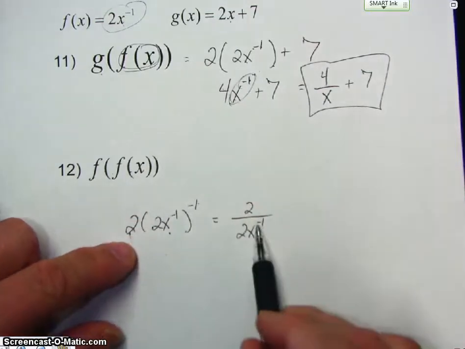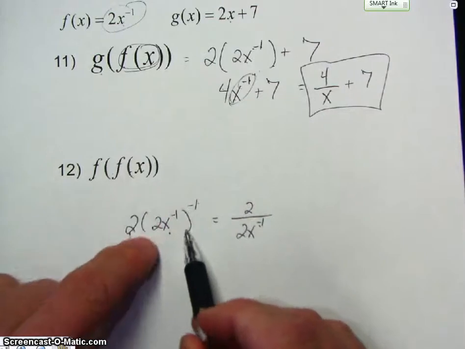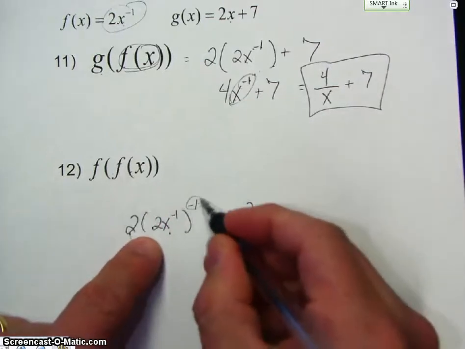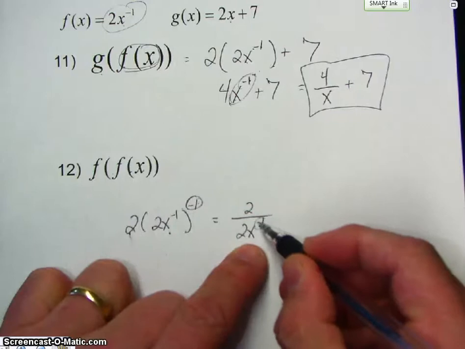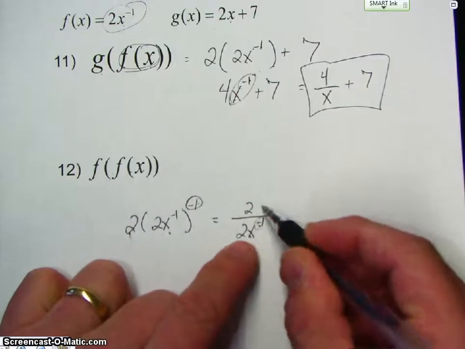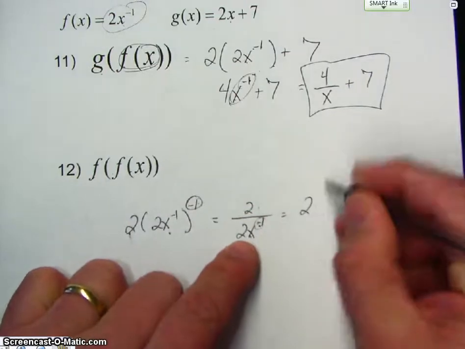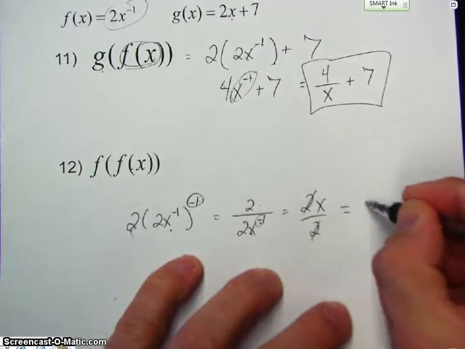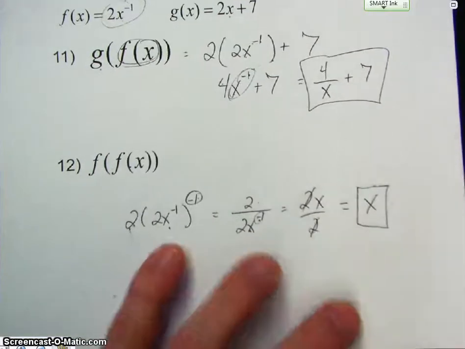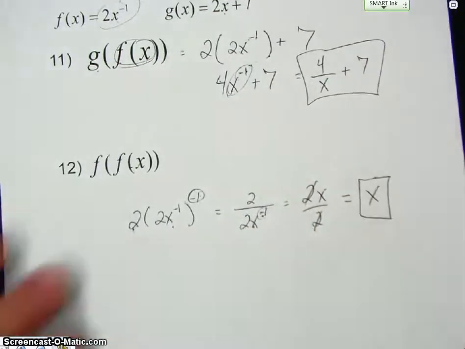You notice this does not become positive because I did what's inside the parentheses first. In other words, I took care of this negative. Now I've got to take care of this negative. Well, this -1 only goes with x. That means this x now goes to the top. So you've got 2x over 2. Now the 2's cancel, and you're left with x. All right. And that's it.